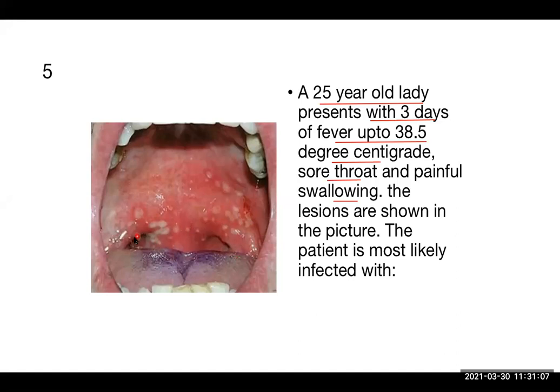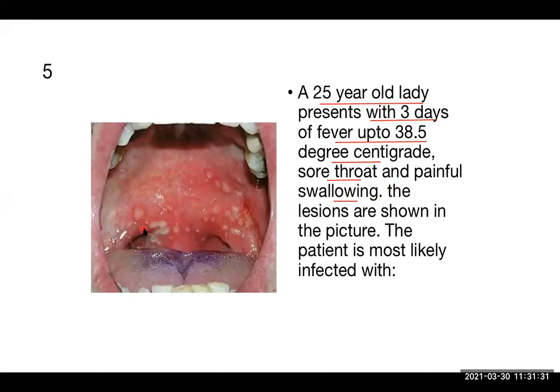Okay, so tonsillar enlargement is not that prominent first, and the posterior part of the oral cavity is prominently affected here. We can see some blisters or some vesicles, some red appearance, okay, something like that. And look at the history. It is just 3 days. This is an acute type of case, okay, and very painful swallowing.